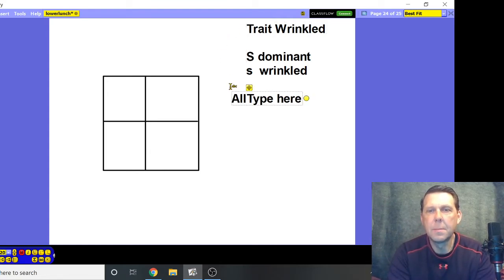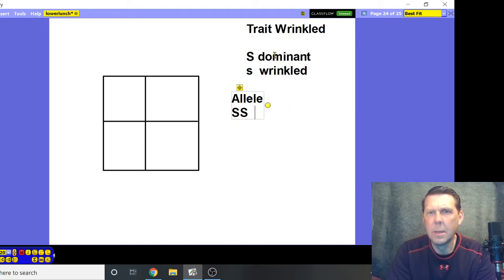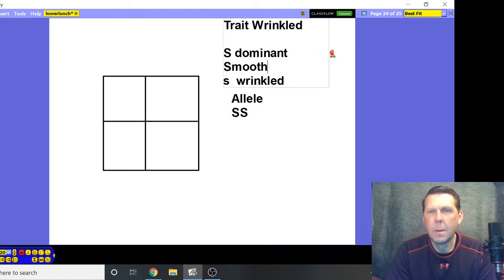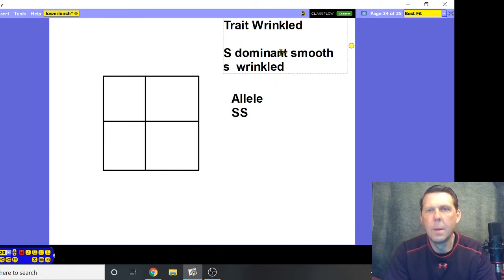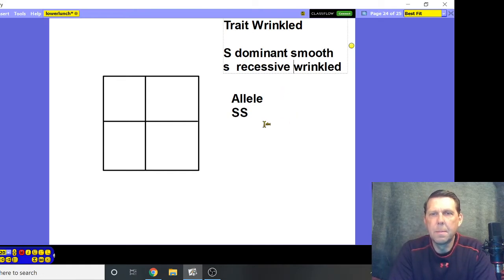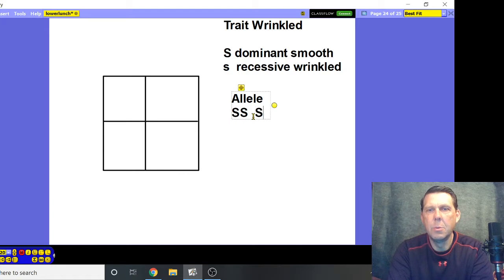So possible alleles. Remember, an allele is a gene combination. One way we could have SS. If a pea plant had a genotype, type of genes, their allele genotype was SS, it would be, I should have put smooth up here, dominant, smooth. And this is recessive, means it's going to be wrinkled. So SS is going to be smooth.